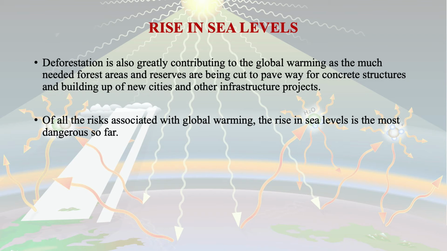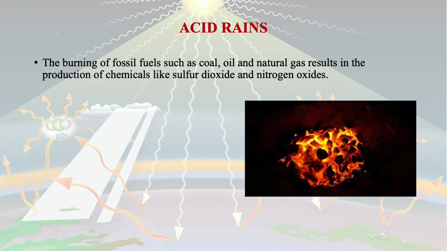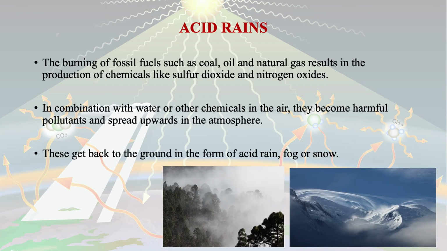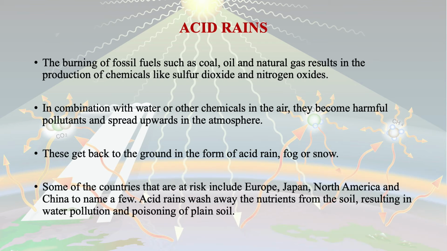The next important indicator is acid rains. The burning of fossil fuels such as coal, oil and natural gas results in the production of chemicals like sulfur dioxide and nitrogen oxides. In combination with water or other chemicals in the air, they become harmful pollutants and spread upwards in the atmosphere. These get back to the ground in the form of acid rain, fog or snow. Some of the countries that are at risk include Europe, Japan, North America and China, to name a few.